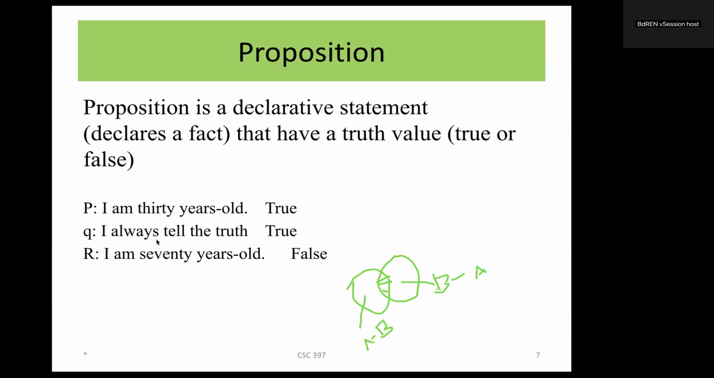Let's say there is an example here: I am 30 years old. This can be true. But at the same time, if I repeat that I'm 70 years old, this must be false. So that means every statement that has a truth value is either true or false.